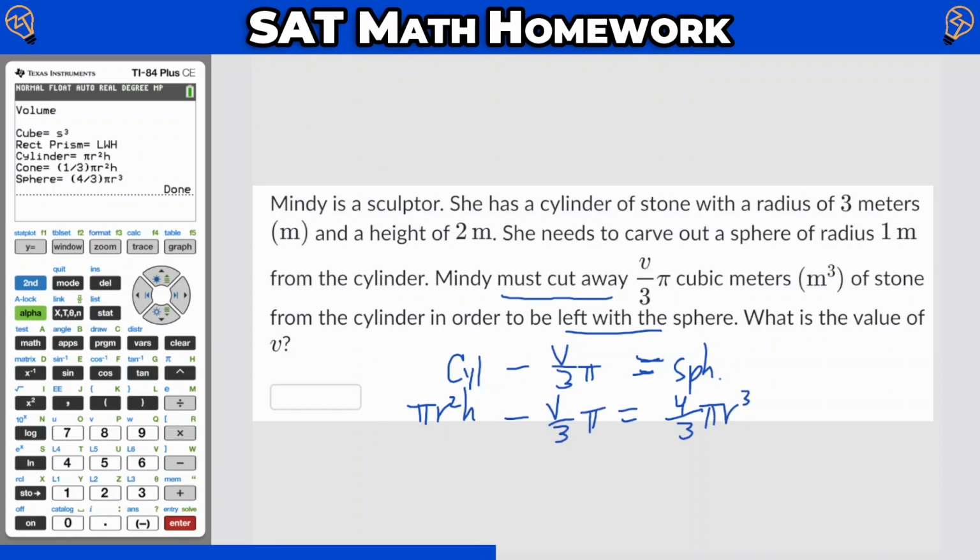And let's plug in the information we actually know. We know for the cylinder, the radius is 3 and the height is 2. And then we'll keep this v over 3 pi. And then on the right side here, we have the radius of the sphere is 1.